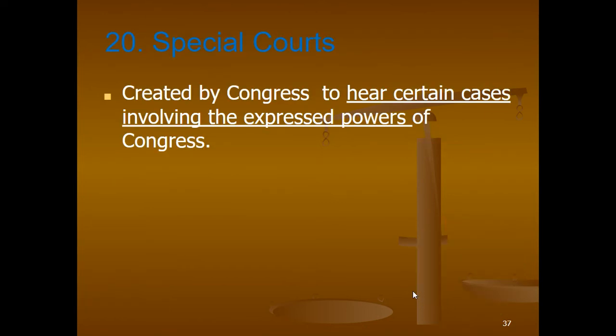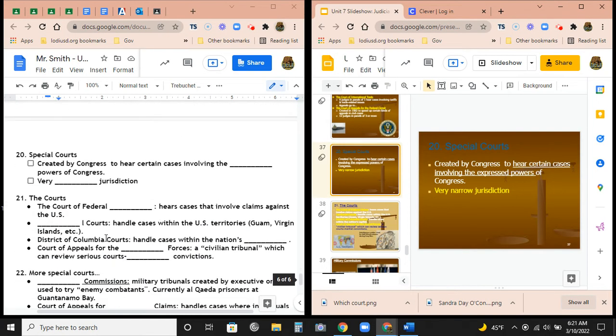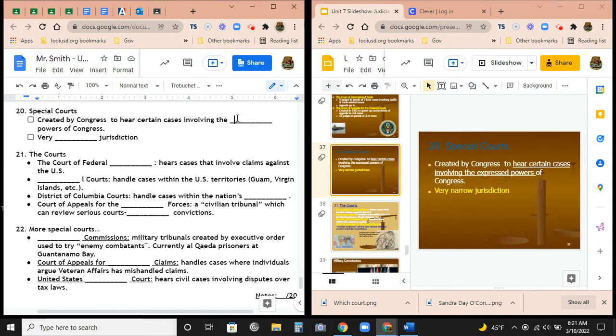Special courts. These are the ones created by Congress to hear certain cases involving the express powers of Congress. So they're delegated, they're implied from the listed powers. These tend to be pretty specific. So they have very narrow jurisdiction and the kind of cases they can hear. All right, let's write that up. Expressed, underline, type. Just narrow.